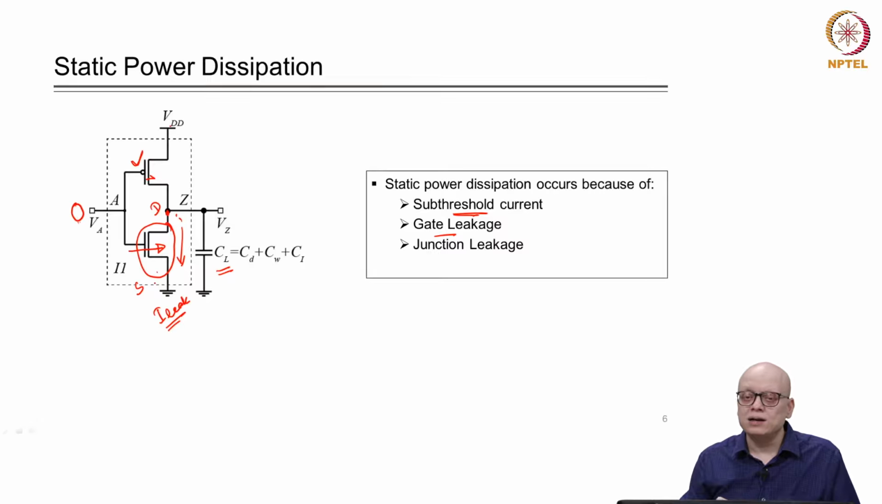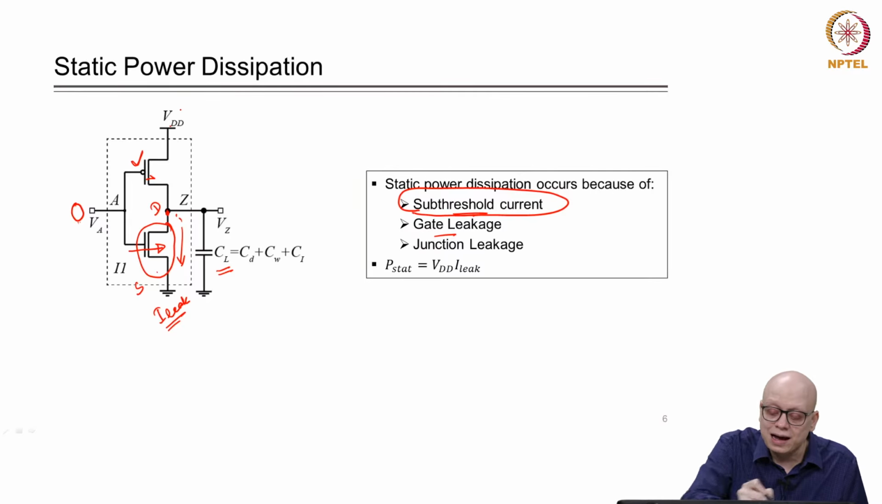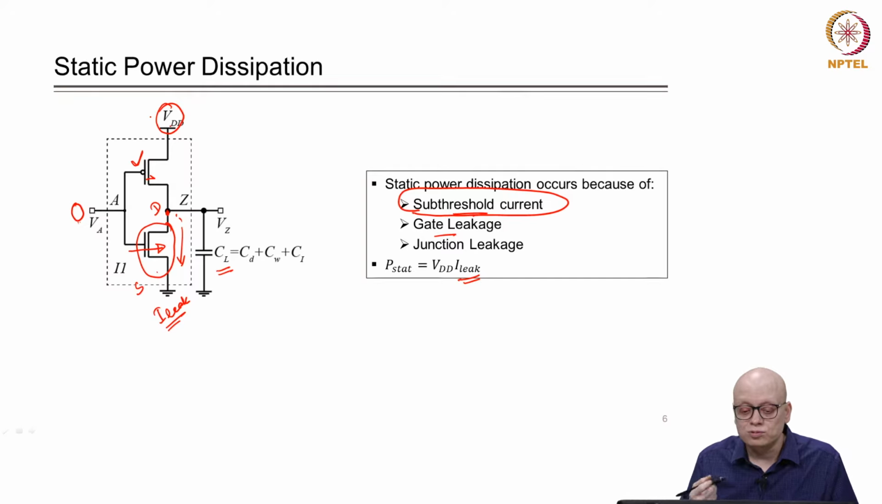Typically in advanced technology nodes, the leakage current is dominated by the subthreshold current. And how can we quantify this power dissipation, which is dissipated when the signals are held constant to 0 or 1? We can simply multiply the leakage current I leak with the VDD. VDD is the power supply voltage.